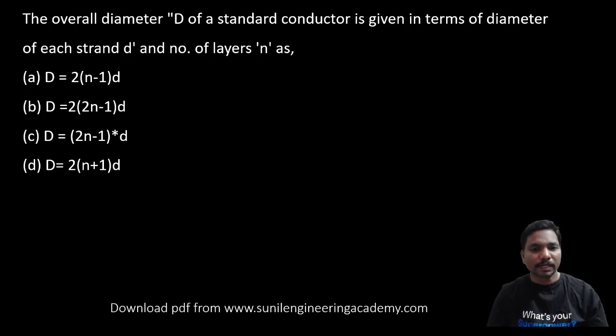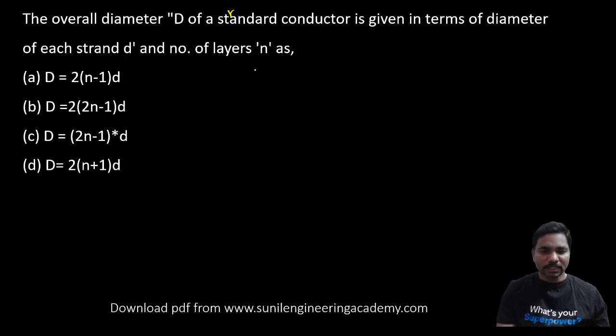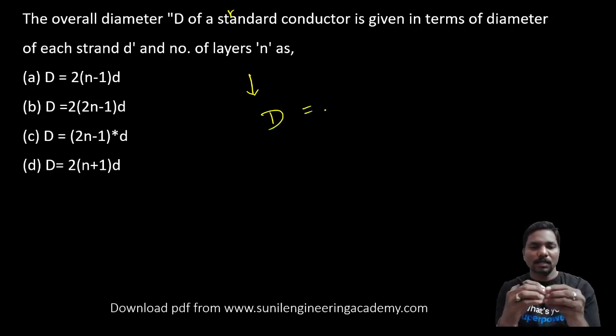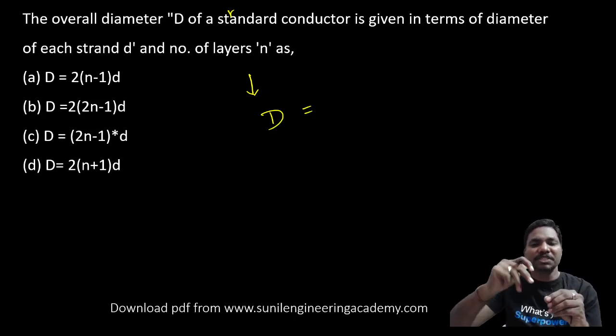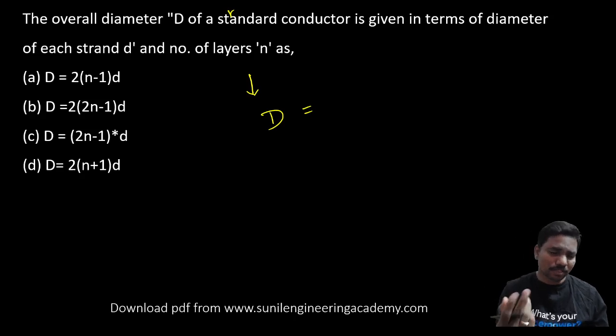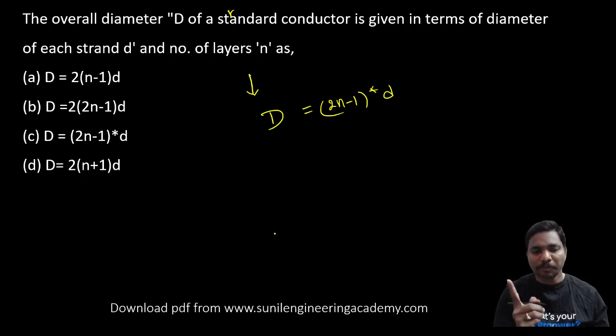The overall diameter capital D of a stranded conductor is given in terms of the diameter of each strand d and the number of layers n. This is the direct formula only. I already said we take a number of strands and twist them together to form a single conductor, like a domestic wire. So D is equal to (2n minus 1) into d. If you open JB Gupta, you have the wrong formula. So be careful, guys. 2n minus 1 into d. This is the total diameter.